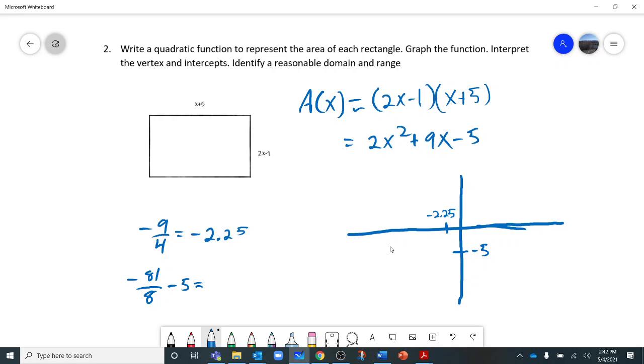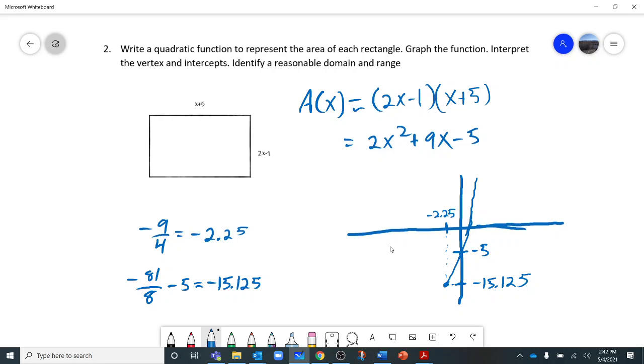81 divided by 8 is 10.125. So it's negative 10.125 minus 5. So -15.125. This might have even been the one that we had on our test. So -15.125, I'm going to say is right here. And so my vertex, if I trace this line down, is right here, and across is right here. So here's my vertex. I know I'm going to cross at -5.